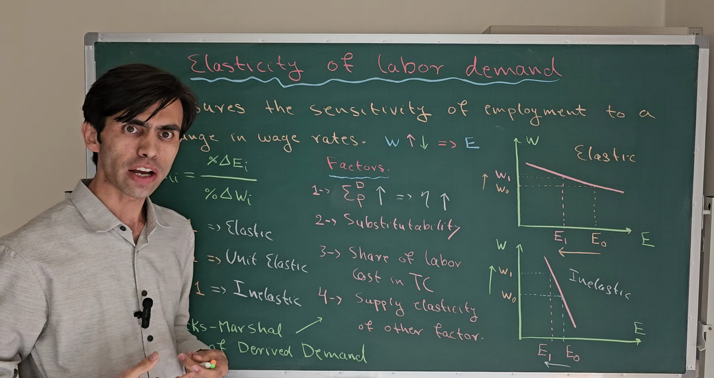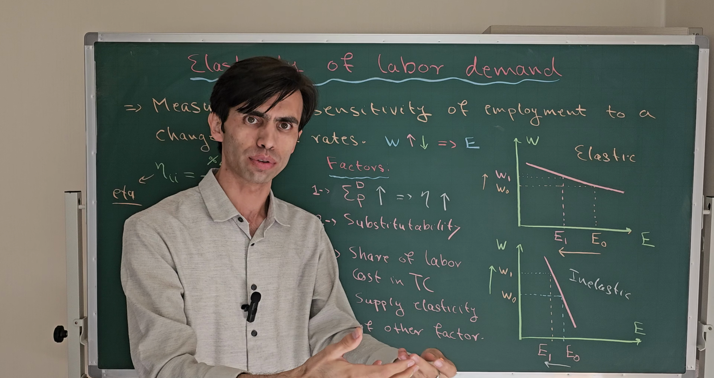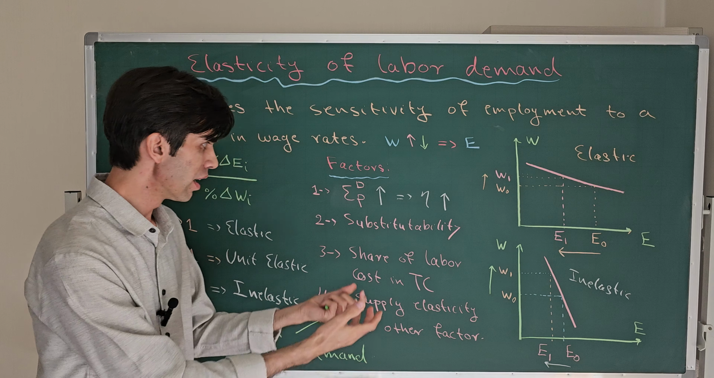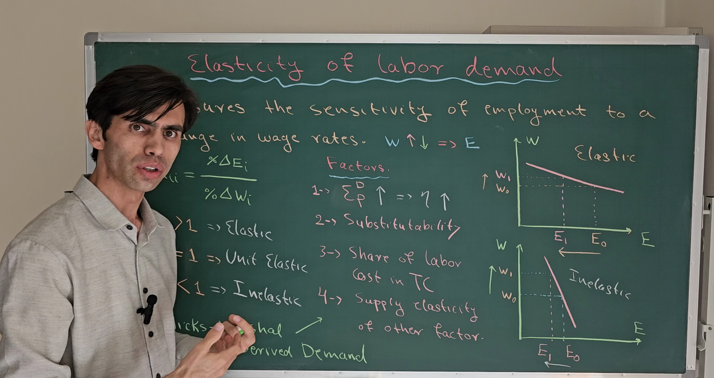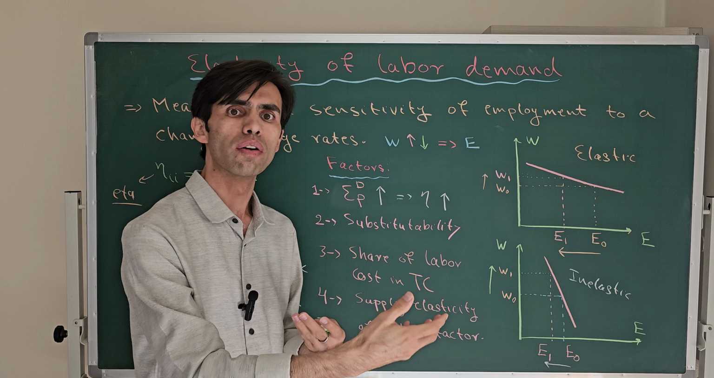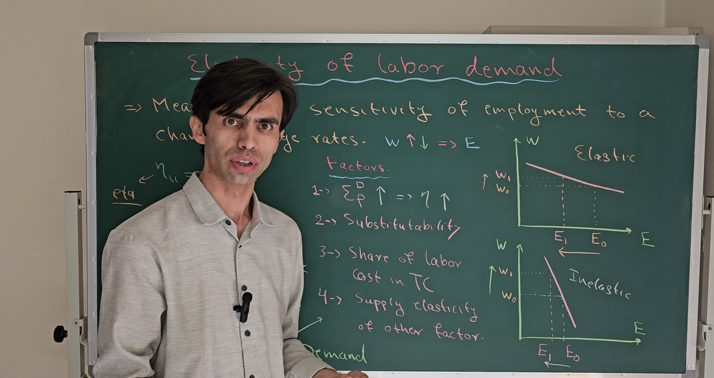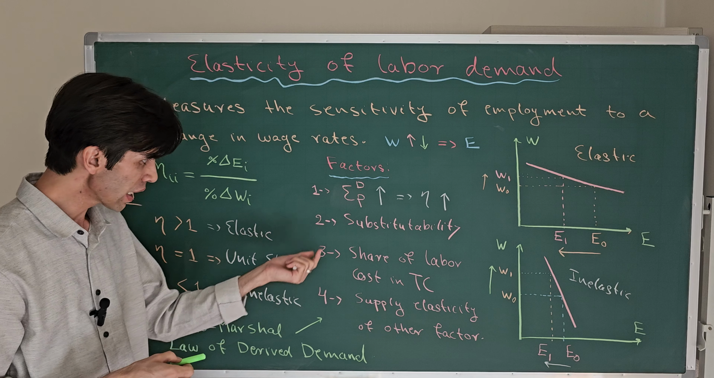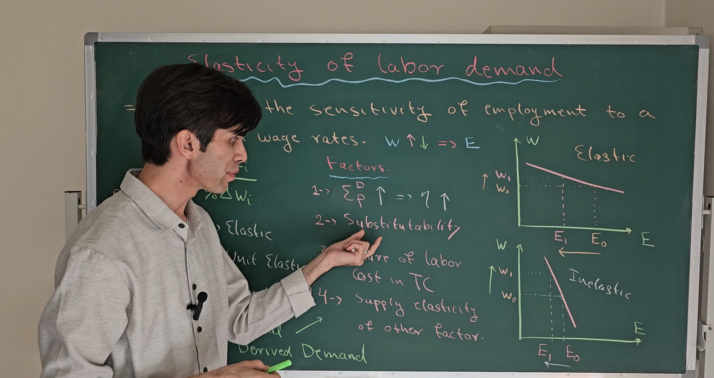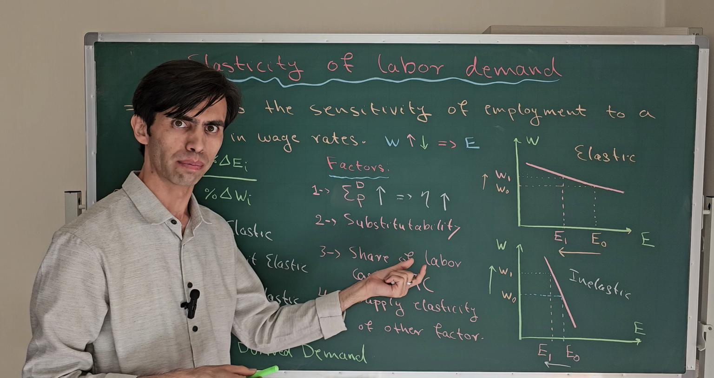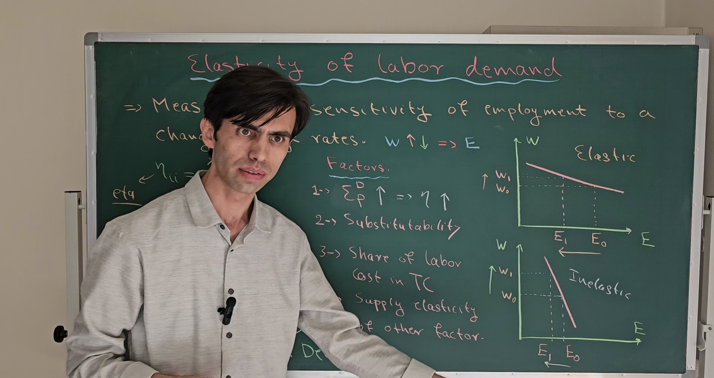Why? Because if you cannot increase your output price level, then when the wage level increases, you will hire less labor, or maybe the employment level would decline. The second thing is the substitutability of other production factors for labor.